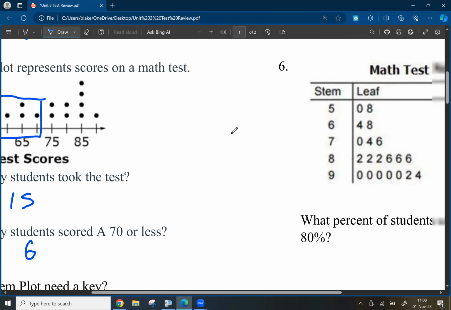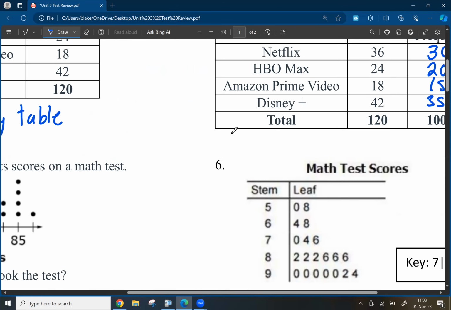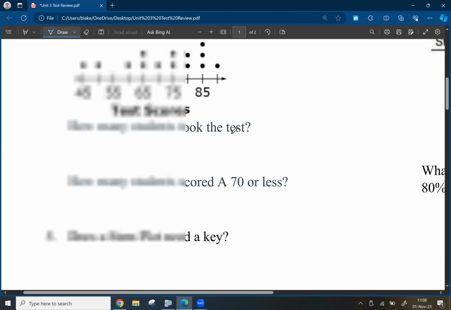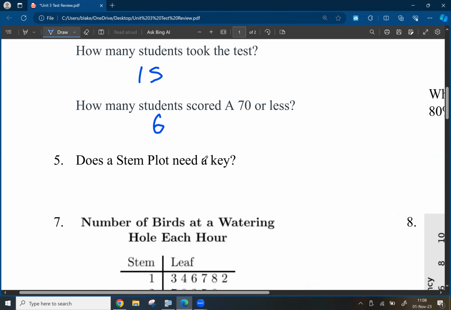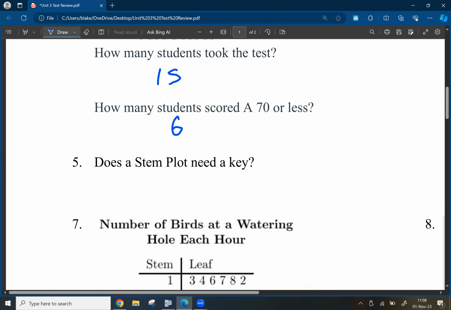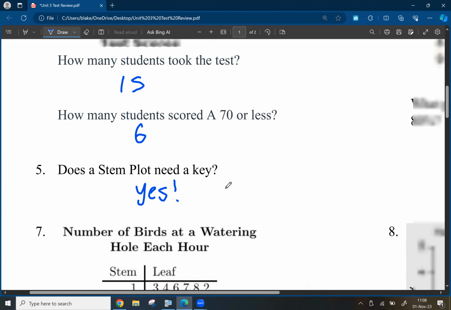All right. So number 5. Where's number 5? Down here. So does a stem plot need a key? Of course it does. Yes, a stem plot needs a key.